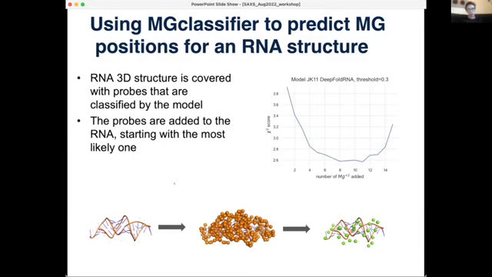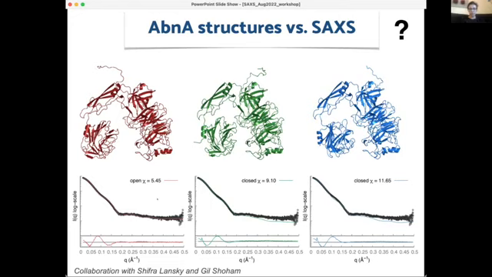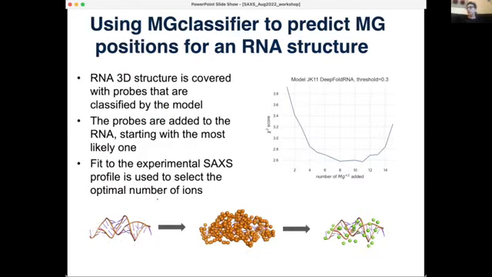So we can use the SAXS profile to select the ion positions that were predicted by the network and to further optimize their positions. So this was about adding all the missing atoms. And now I will talk about heterogeneity.